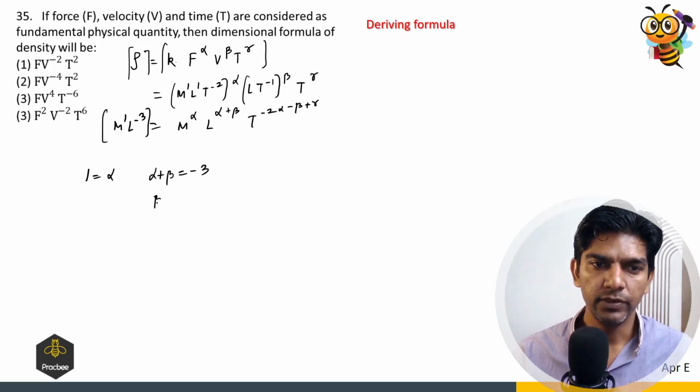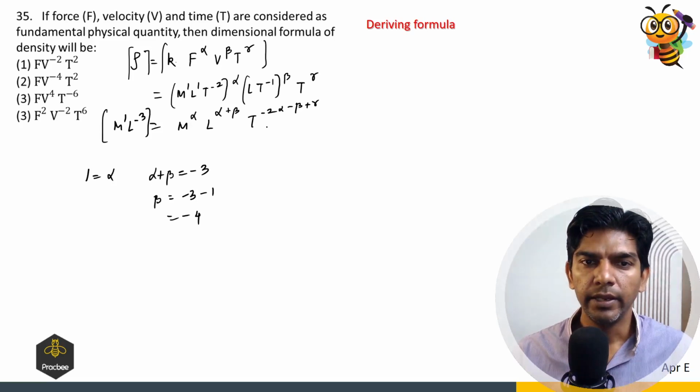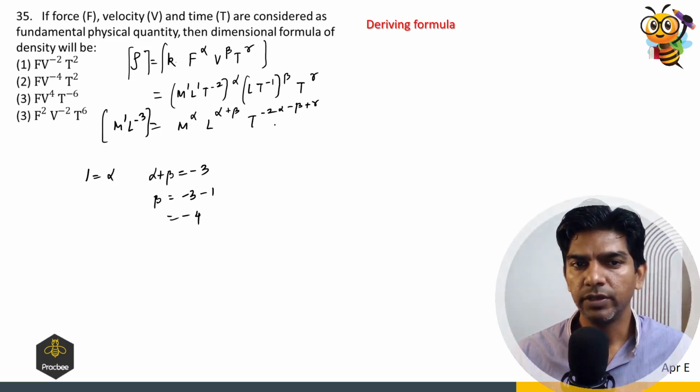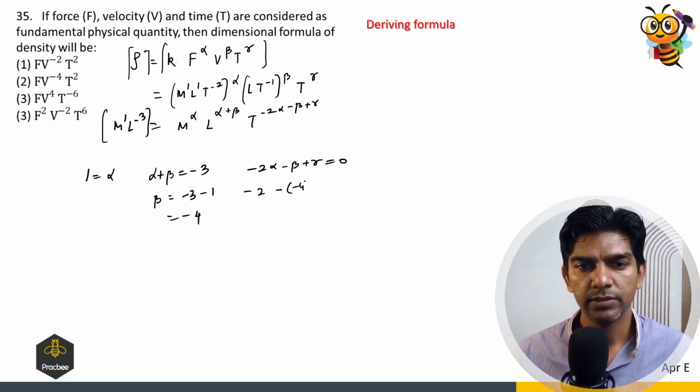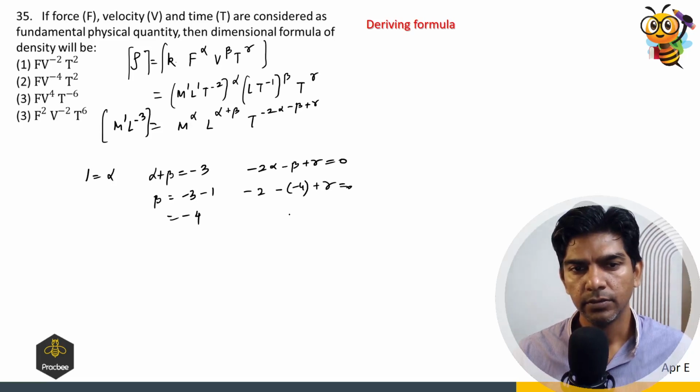So it means beta will be minus 3 minus 1, that will be minus 4. And the dimension of t will be 0. So minus 2 alpha minus beta plus gamma should be 0. So minus 2 minus 4 plus gamma. So that gamma comes out to be 4 minus 4 plus 2. So that will be minus 2.